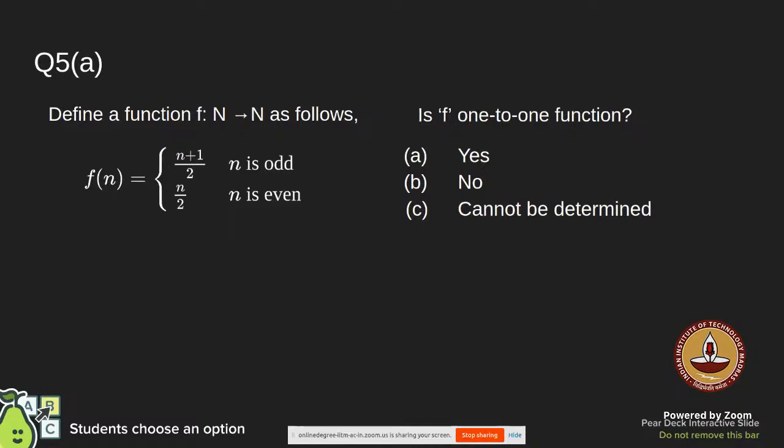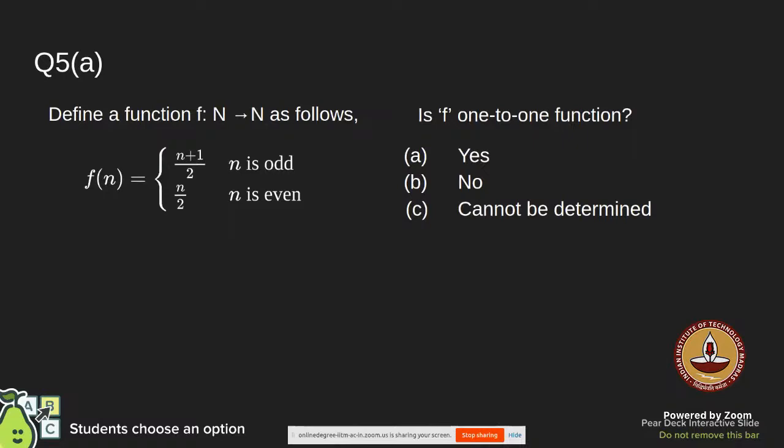1 and 2, 3 and 4. f(1) equals f(2). Okay, there are many actually. Yeah, fine. Suppose f of 1. What is f of 1? 1 plus 1 by 2, that is 1. And what is f of 2? 1 again. Both of them are going to the same number. Yeah. Is it clear? Yes, sir.